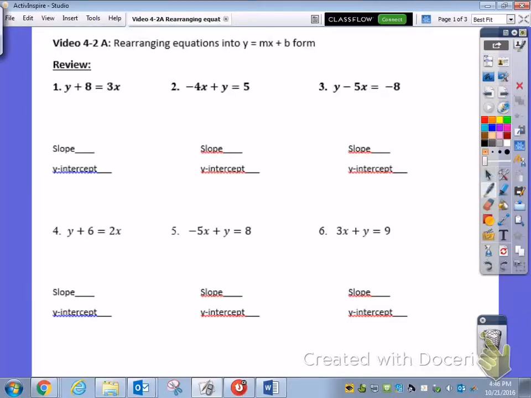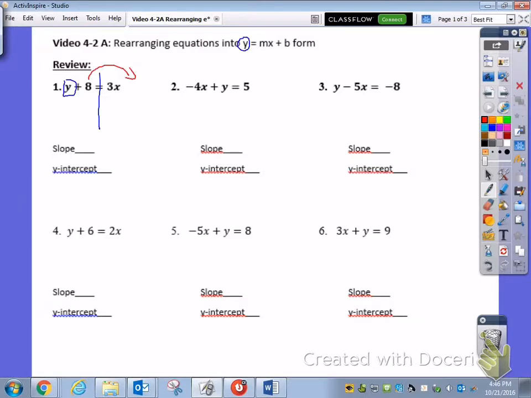Okay, so when we graph equations, we always have to have y by itself. So we're going to go back and look at how to solve for y, and we did this in chapter 2. So you want to box y and draw your line. So I need to move 8 to the other side. Well, when 8 moves to the other side, it becomes a negative 8.